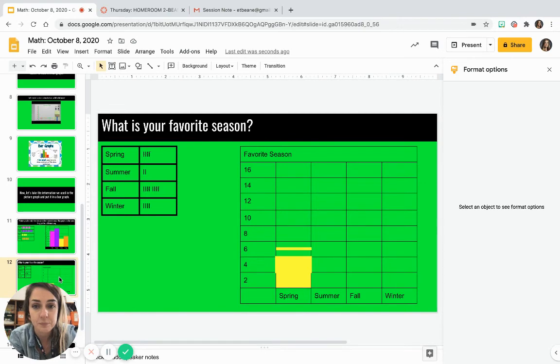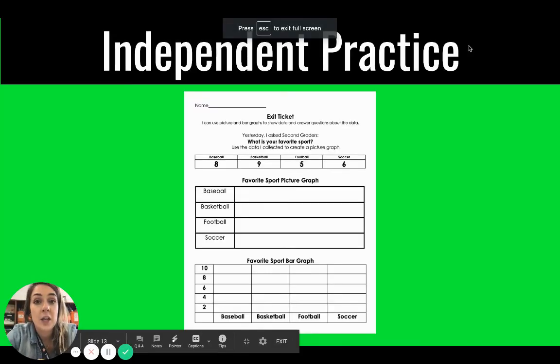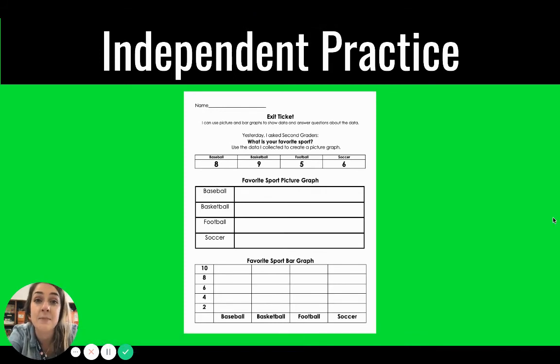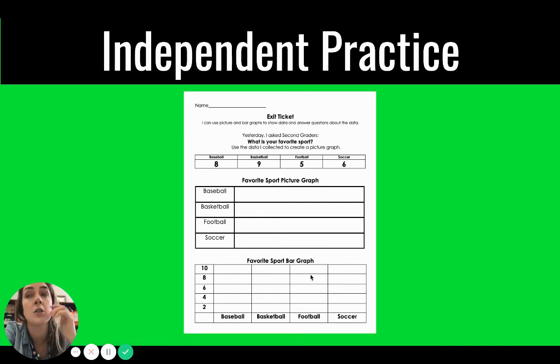All right. I'm not going to spend much more time doing that. But now for independent practice, I'm going to present it. This is what your attached page looks like. And same thing, you're going to take some data that I collected and you're going to show it in 2 ways. So let's just talk about it for a second. It says, I can use picture and bar graphs to show data and answer questions about the data. So we will do the question part tomorrow. I just want us to get our data onto a picture graph and onto a bar graph.